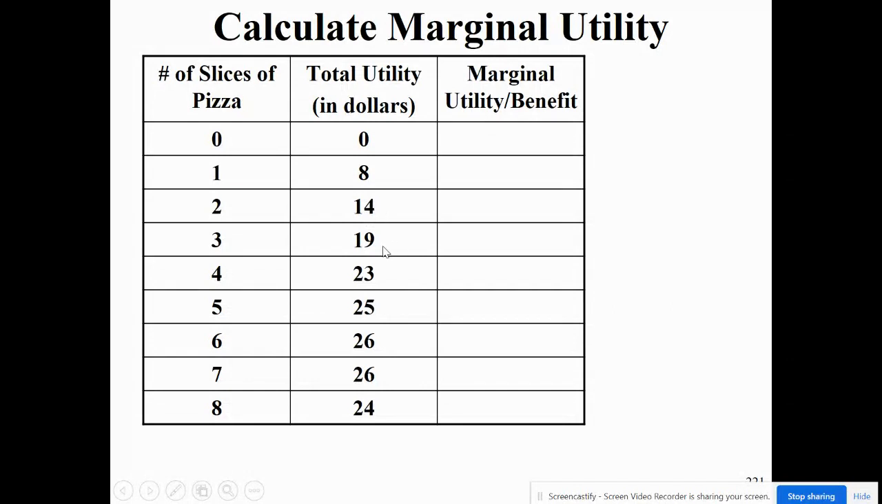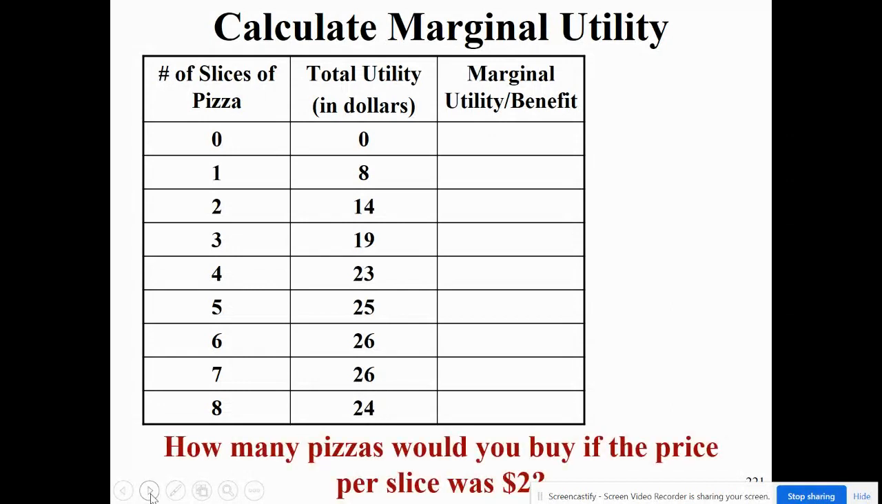My third piece of pizza only gives me a marginal utility of 5. My fourth piece only gives me a marginal utility of 4. And then it goes on from 23 to 25. From my fourth to fifth, I only get 2. For my sixth piece, I only get 1 additional marginal utility. For my seventh, I get none. And my eighth piece of pizza, I get a negative utility. That one's going to make me sick and nauseous.